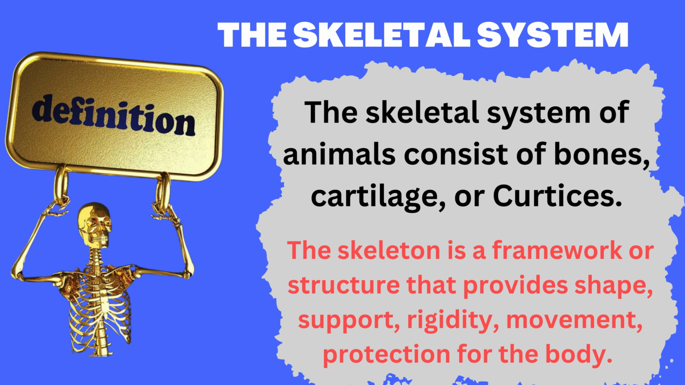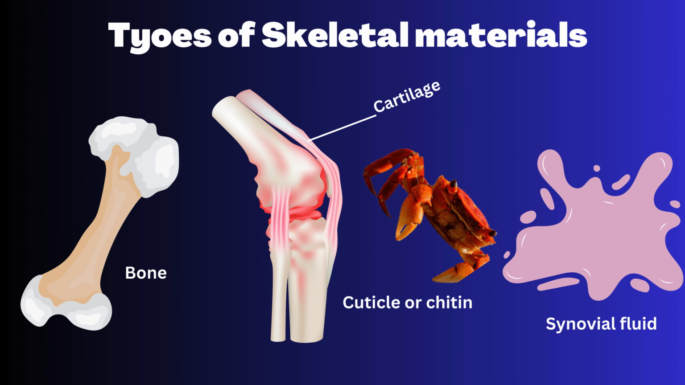The skeleton of animals is made up of various skeletal materials. These include bone, which is found in vertebrates like fish, amphibians, reptiles, apes, and mammals. We also have the cartilage. Cartilage is found associated with bone in the skeleton of vertebrates, and it is also the main skeletal material of cartilaginous fishes.